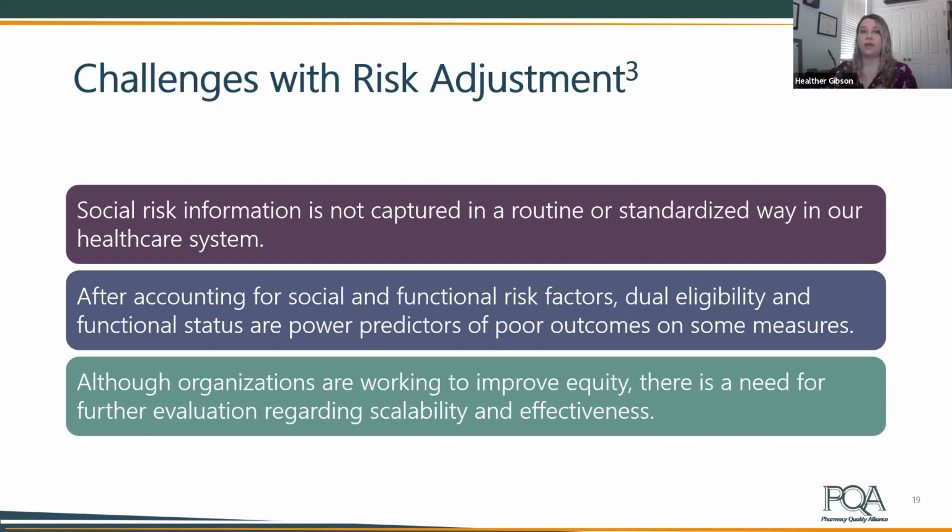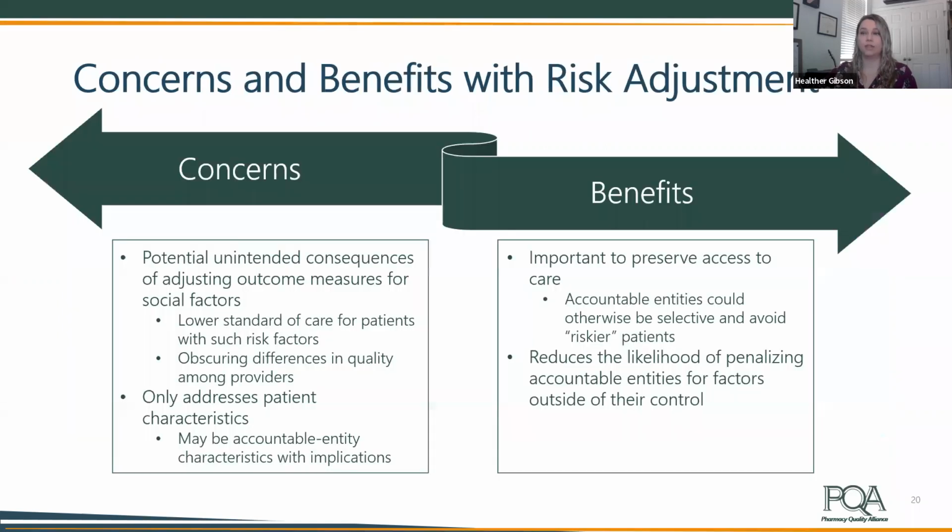We also know that even after accounting for social and functional risk factors, dual eligibility and functional status are still our power predictors for poor outcomes on some measures. So, for these measures, is there really any tangible benefit for further adjusting for social and functional risk? And although organizations are working really hard to improve equity within healthcare, we still have so much more to learn in regards to scalability and effectiveness of risk adjustment within quality measurement.